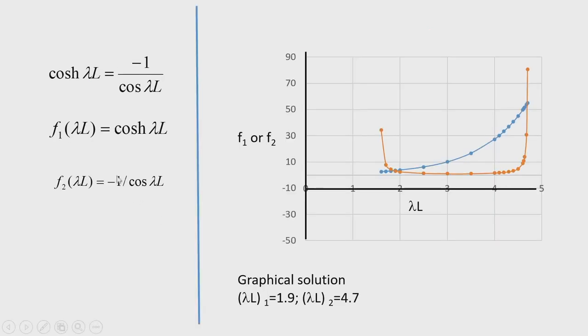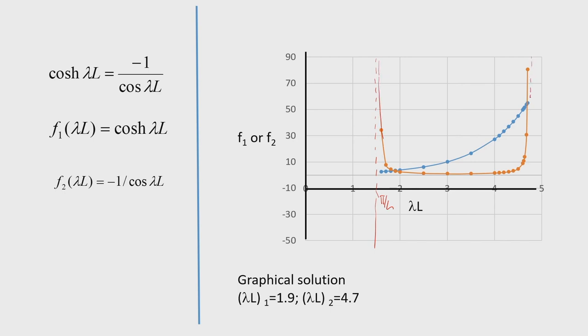Now let us illustrate the solution, because lambda l will have a number of roots. So let us first see, by graphical method, approximately you can determine the roots. Now you can see one function can be f1, another function can be f2. If I draw the function, f2 is minus 1 by cos lambda l, and you can see this cos lambda l is 0 when lambda l is pi by 2, is it not? And again lambda l is 3 pi by 2. So at pi by 2 the vertical axis can be taken, and this will be unbounded here.